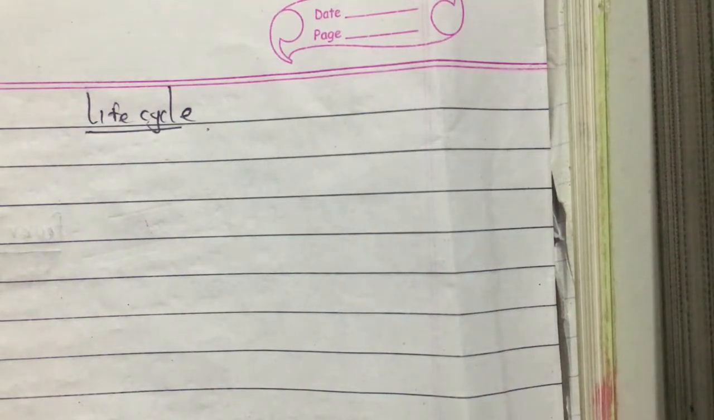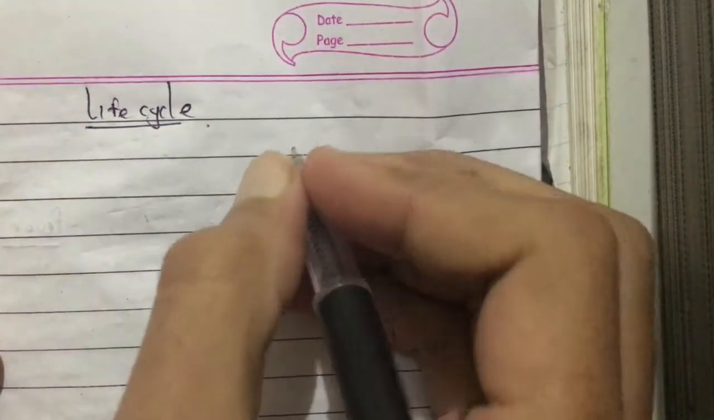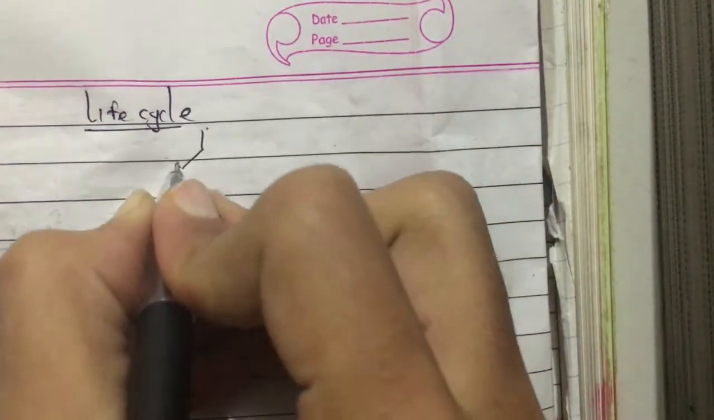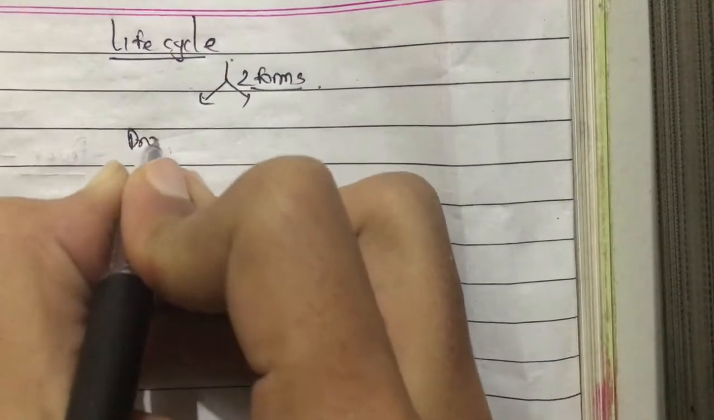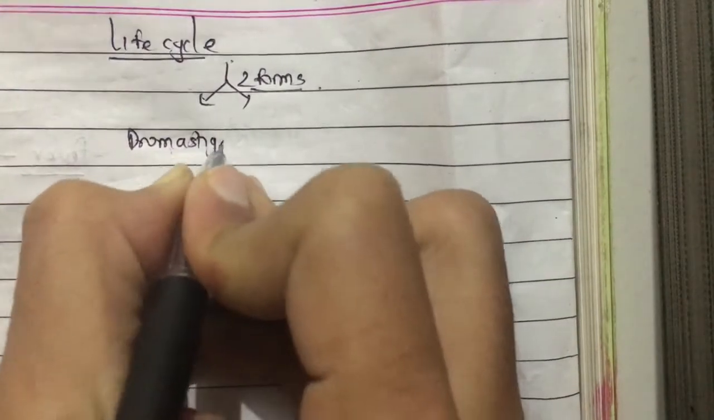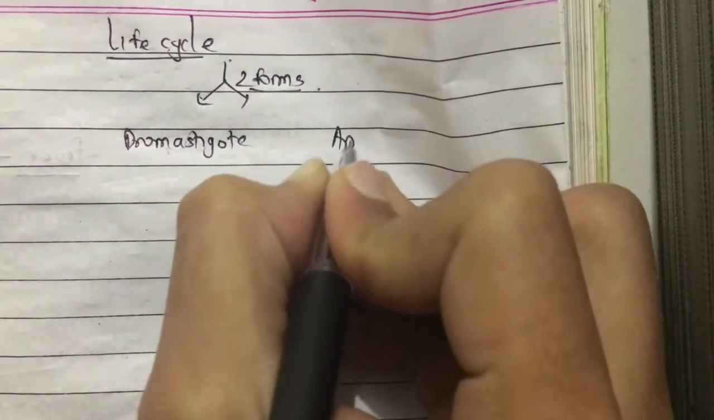So in this video we will discuss the life cycle. In the life cycle we have two forms of Leishmania. One is the promastigote form and another is the amastigote form.